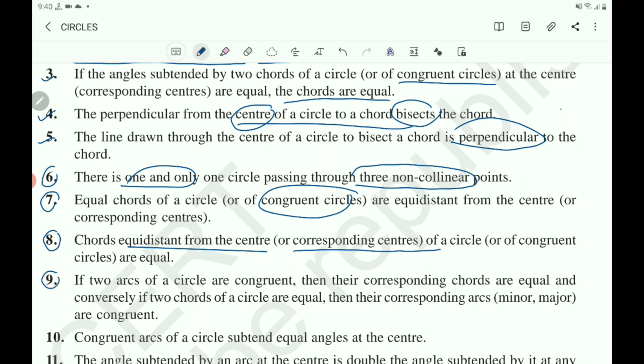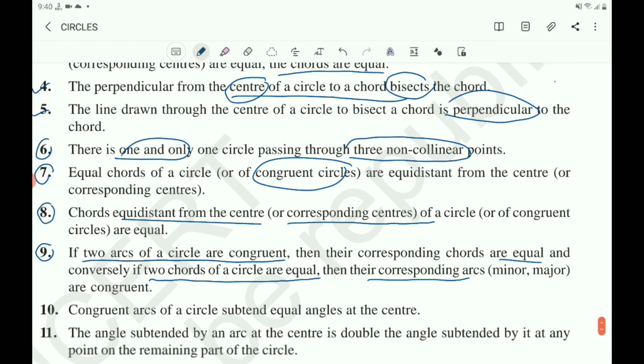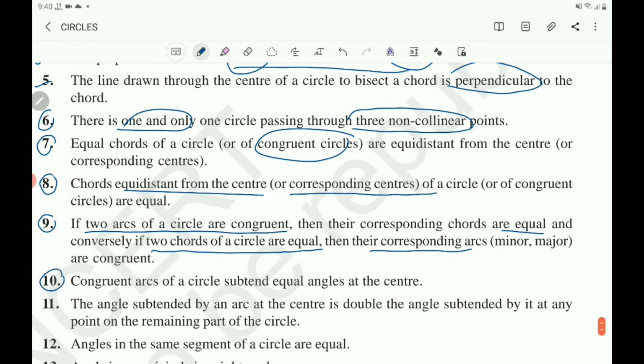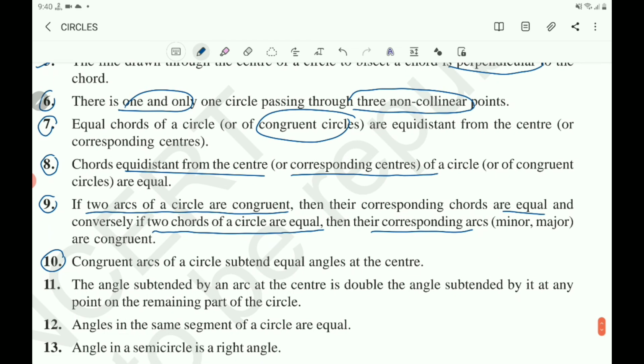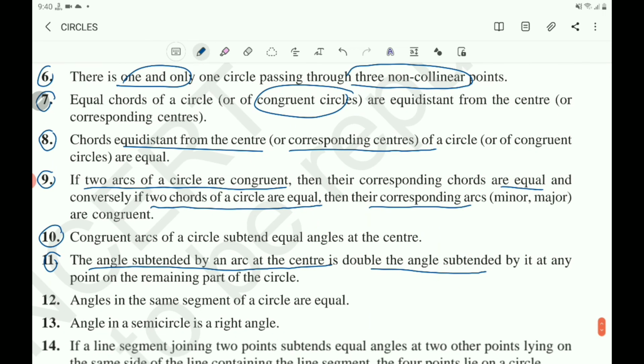Then the ninth point, if two arcs of a circle are congruent, then their corresponding chords are equal, and conversely, if two chords of a circle are equal, then the corresponding arcs are equal, or congruent, you can write. Next, tenth point, congruent arcs of a circle subtend equal angles at the center. Eleventh point, the angle subtended by an arc at the center is double the angle subtended by it at any point on the remaining part of the circle.